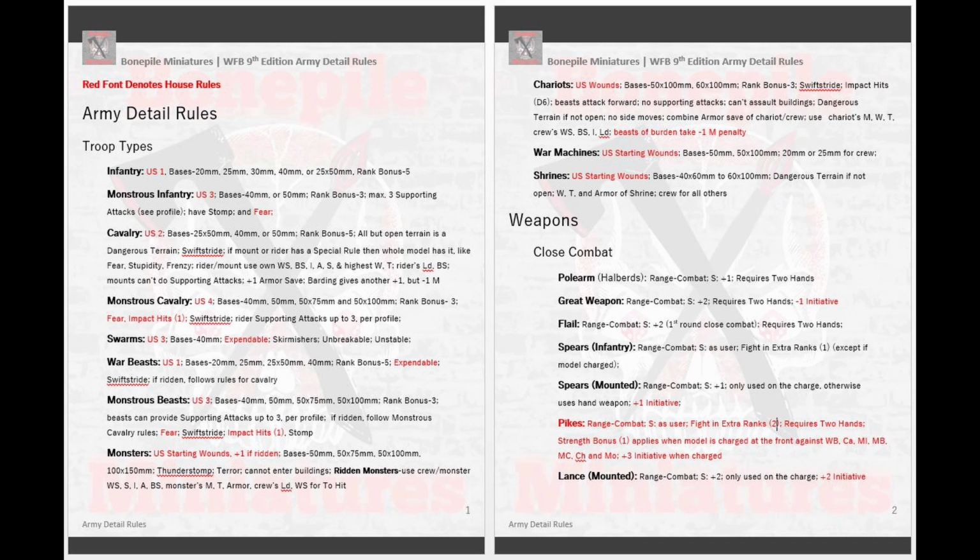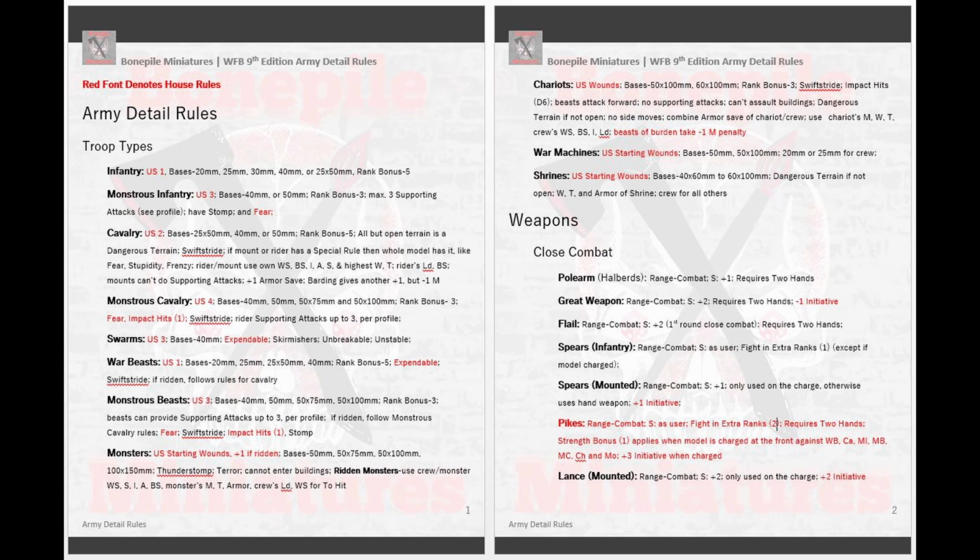And then the next change is with chariots. There's a note that the beasts of burden take a -1 penalty to their movement ability. And I think that makes sense. Everything else with chariots stays the same as with 8th edition.